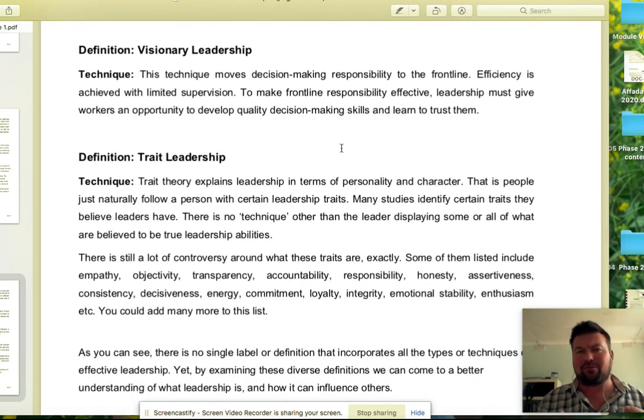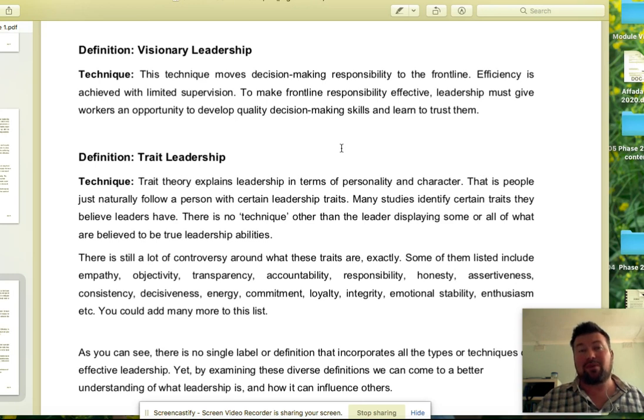Then you have got trait leadership. So people with different kinds of personality traits that inspire people to follow them. So it could be things like a good speaker, or transparency, or empathy, or honesty, or integrity, or assertiveness, or confidence. People have got certain personality traits, and because of those personality traits, they make good leaders, and then people follow them. But those leaders want to develop those characteristics in their followers as well.